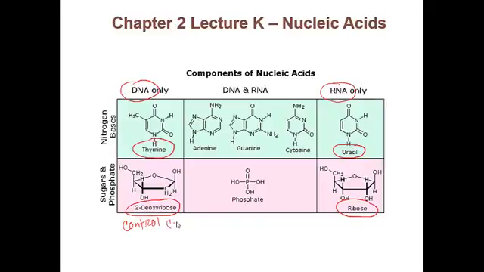Some of the other significant differences are that DNA is only found in the control center of the cell, and that control center of the cell is the nucleus. The DNA is our so-called blueprint of life. It contains all of our genes that are necessary to make various proteins. The RNA is only going to be found in the cytosol, and it's going to be important for acting as a copy of the DNA. The other important difference is that RNA is single-stranded, whereas DNA is double-stranded, and it forms a double helix.